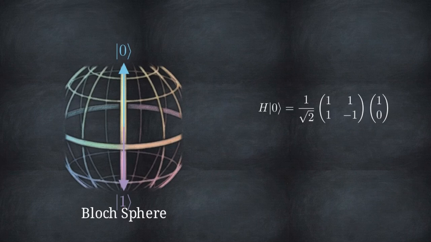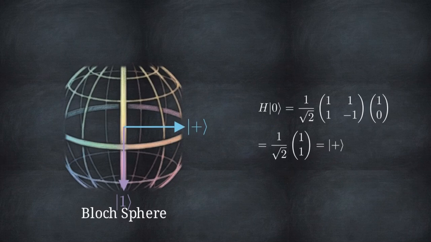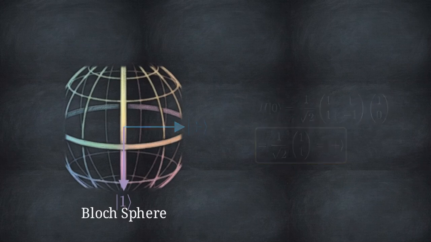This matrix equation shows the Hadamard operator acting on a 0 basis vector. The multiplication rotates the vector precisely to the equator of the sphere. The output is a uniform superposition with equal positive amplitudes for both 0 and 1.